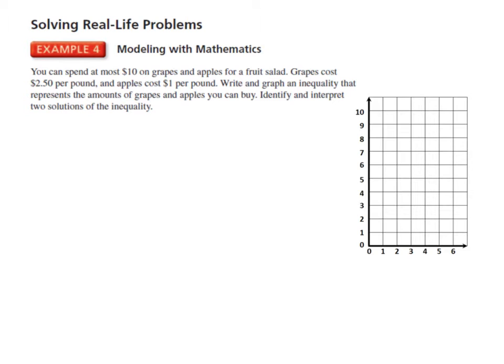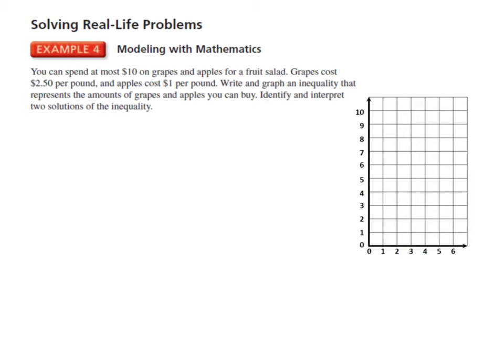So if we read example 4, it says you can spend at most $10 on grapes and apples for a fruit salad. Grapes cost $2.50 per pound and apples cost $1 per pound. Write and graph an inequality that represents the amounts of grapes and apples you can buy. Identify and interpret two solutions of the inequality. So our job here is to look at that and pick out the important information.